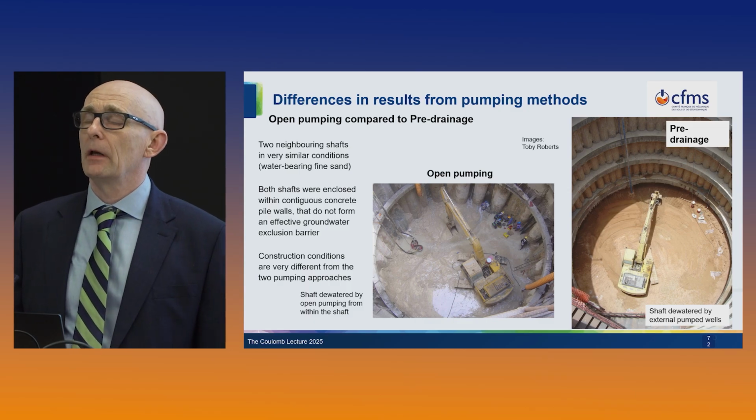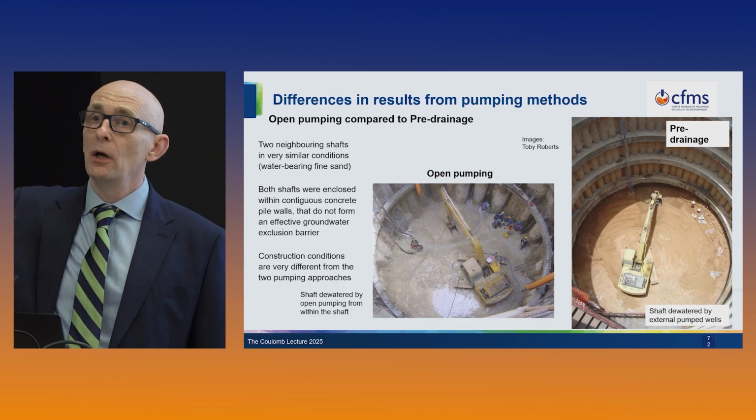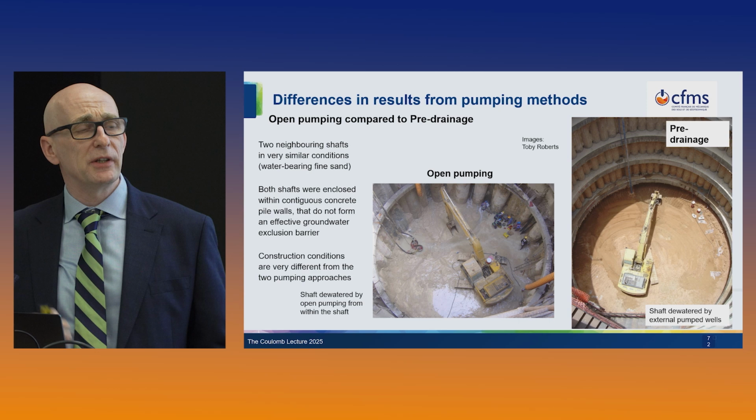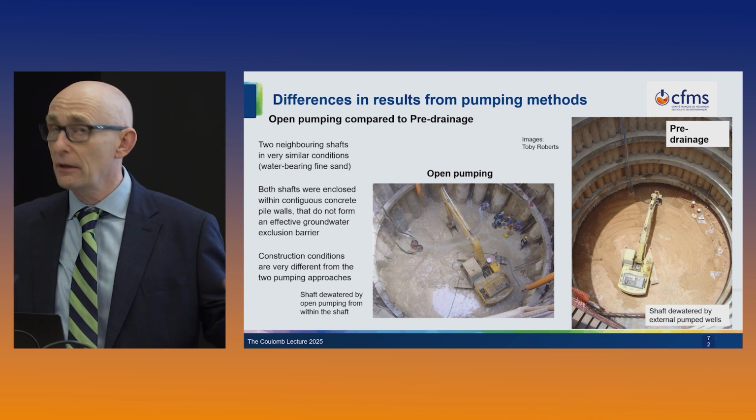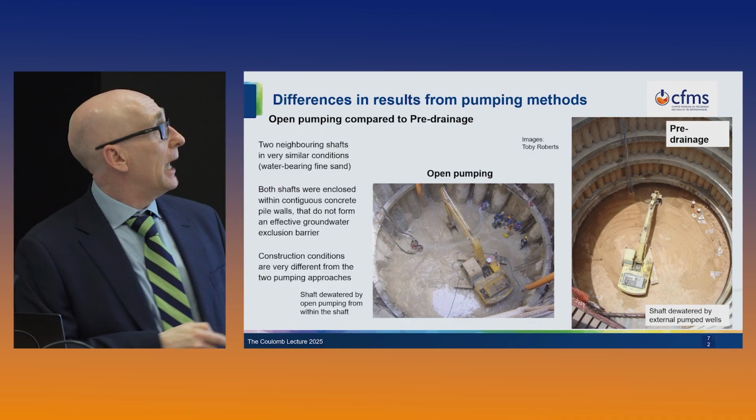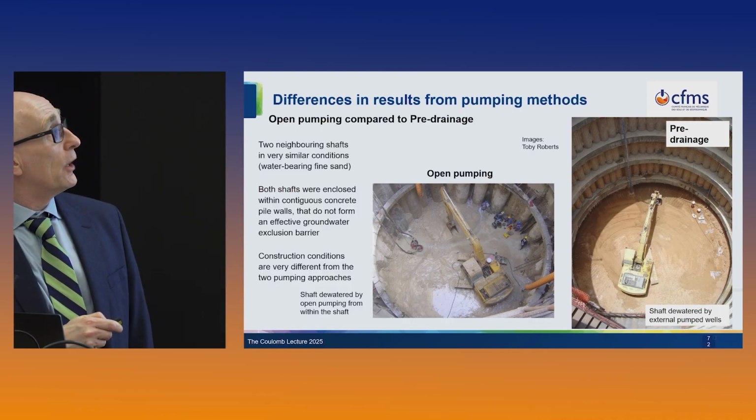Both shafts had their perimeter was what we call a contiguous pile wall. So these are piles that do not intersect. There's a small gap between them, unlike, for example, the Seacamp pile wall. And this shaft here was constructed by open pumping.